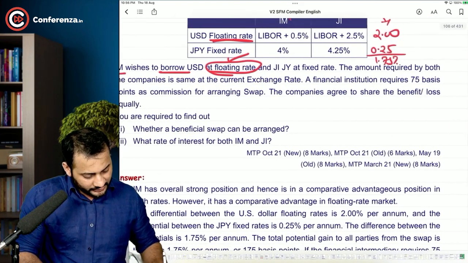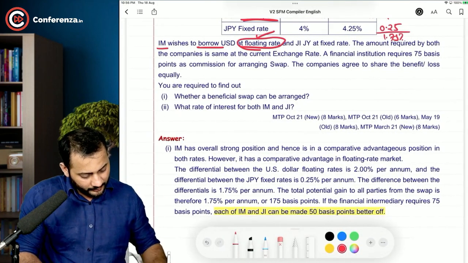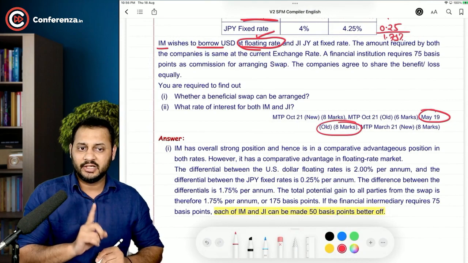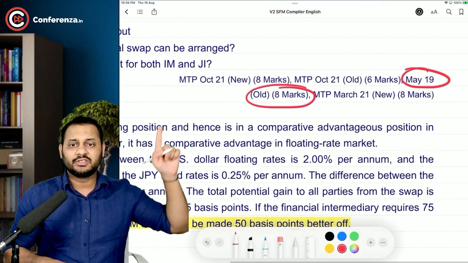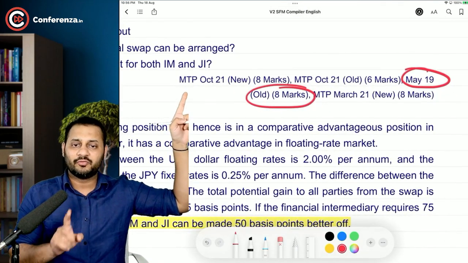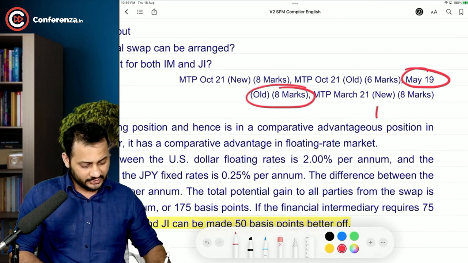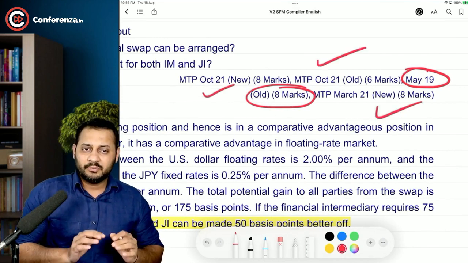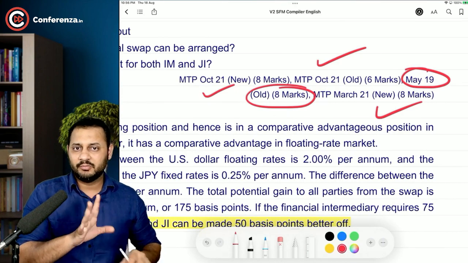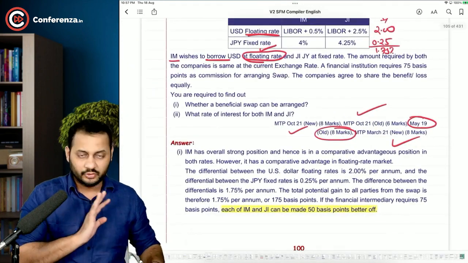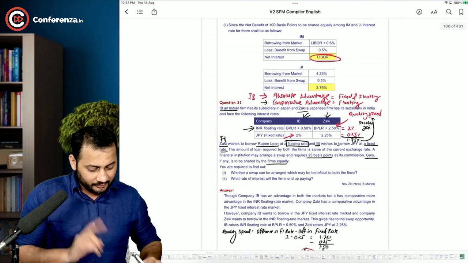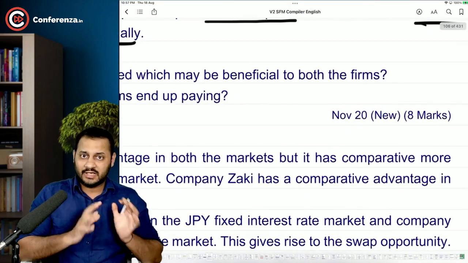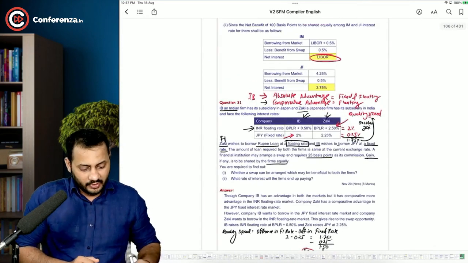I will tell you, it was in May 2019, old syllabus. Understand, it was asked in the exam in May 2019. Then it was given again in the mock test paper of 21, 21 and 21. So it is repeated. That means the first time it was asked in the May 2019 old syllabus, the question was wrong. After that, they made some correction and asked again in November 2020. And that was the correct question. So forget about this one.